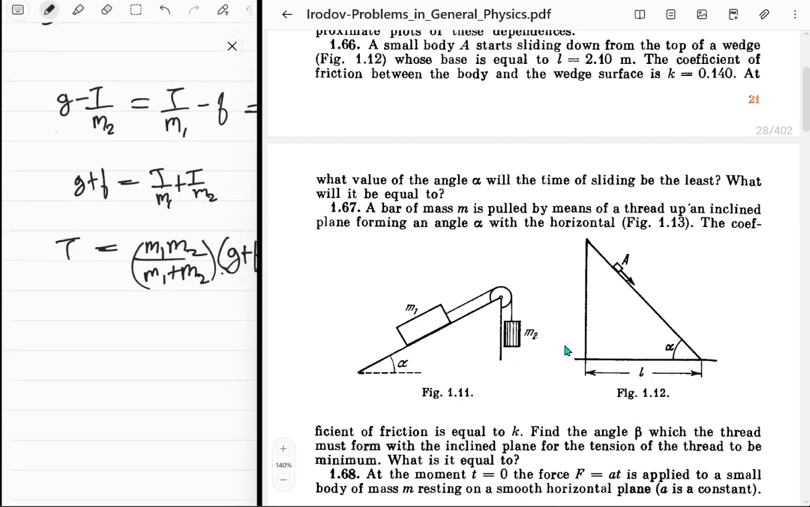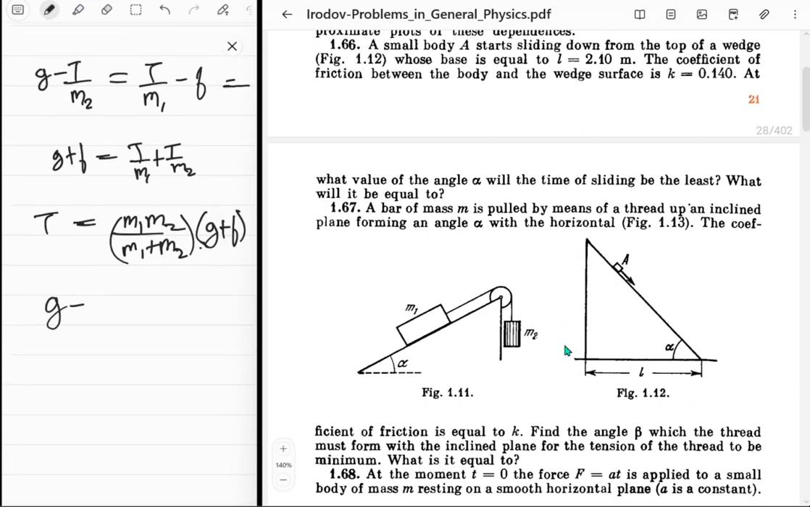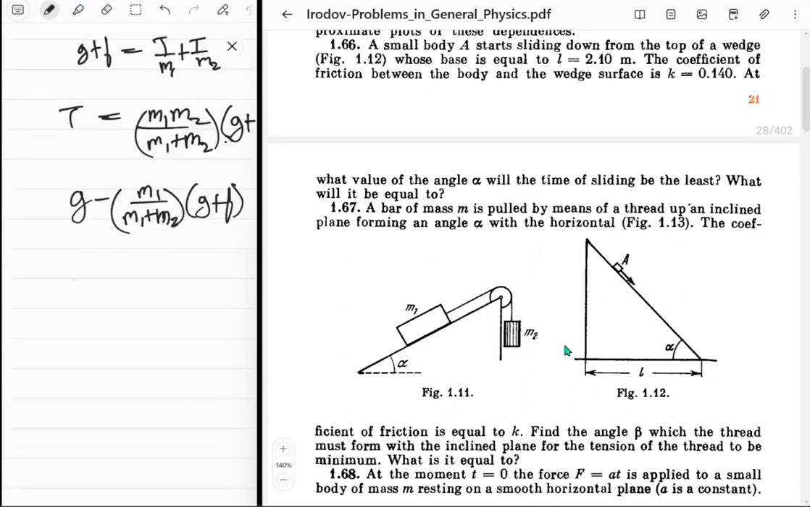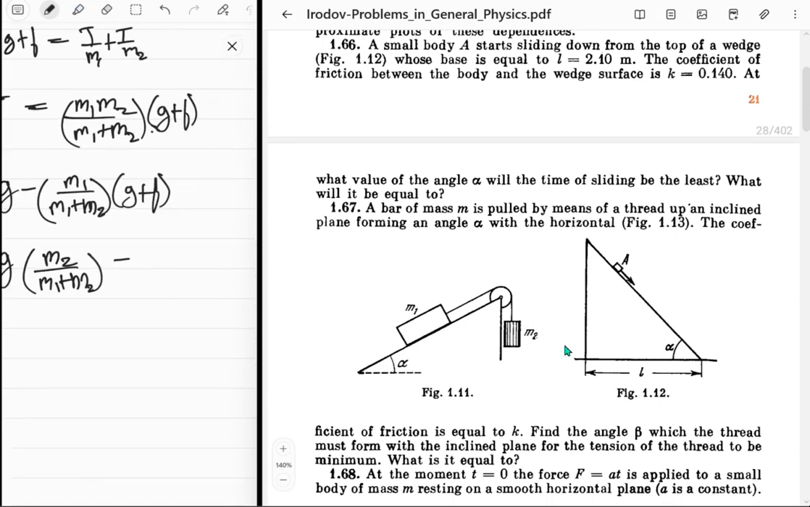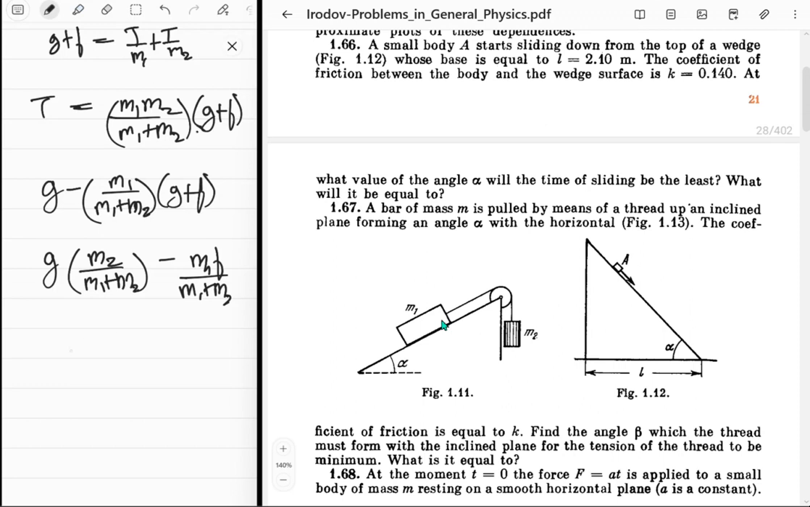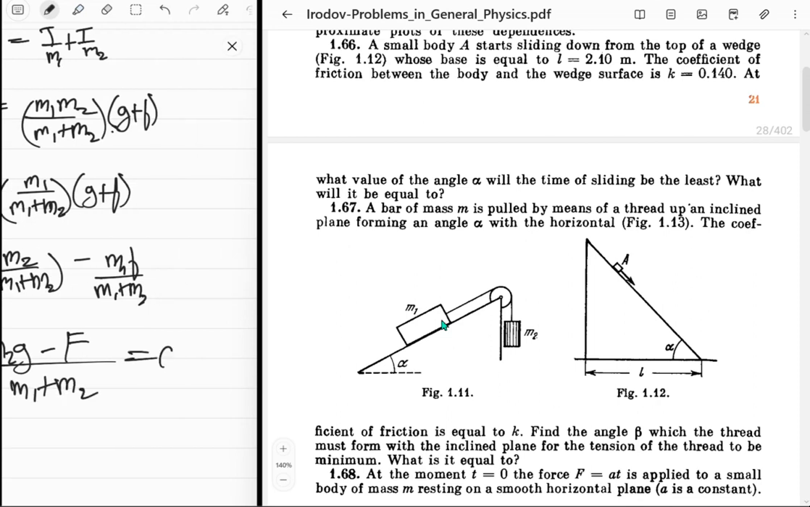And what we need to figure out is what G minus T upon M2 is. So G minus T upon M2 will just be equal to M1 upon M1 plus M2 times G plus F. So this will be G times M2 upon M1 plus M2, minus M1 F upon M1 plus M2. So the good thing is that M1 F is the friction force itself, and M2 G, okay, whatever. So there we go: M2 G minus the frictional force, upon M1 plus M2. That will be our acceleration. Nice.